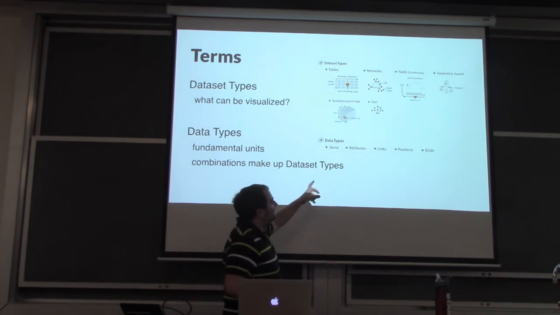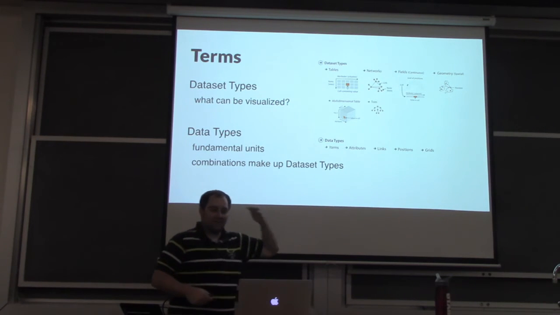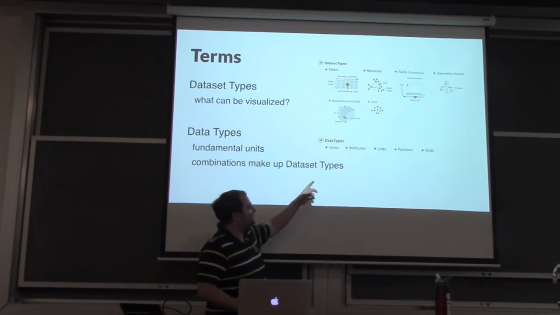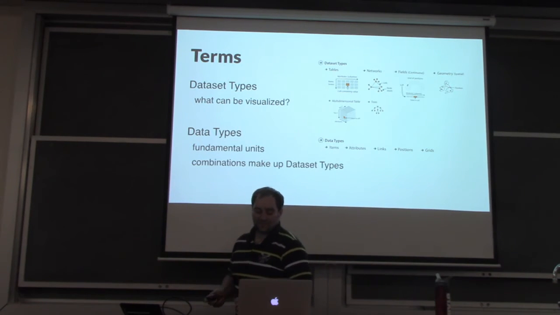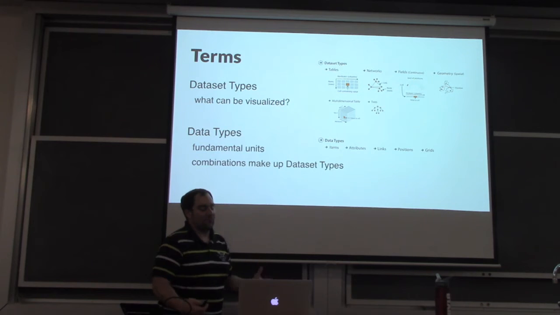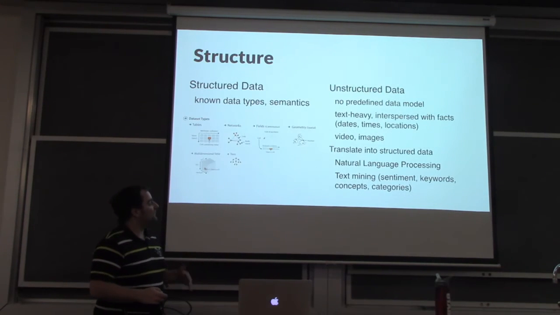In terms of data types, this is different from data types in programming languages. We have items, attributes, links, positions, and grids. These are the fundamental data types that we observe, and we can represent them in very different ways.